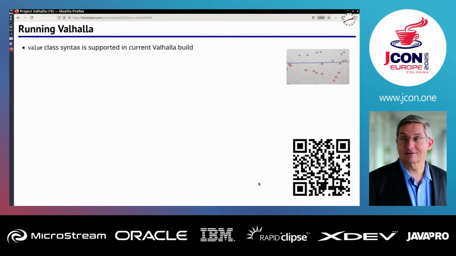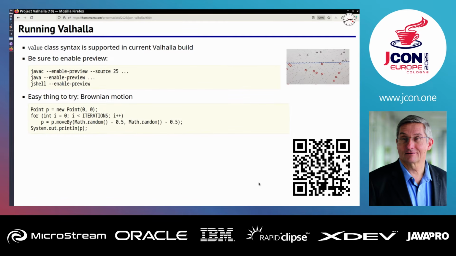So then when you run it, you will see that this value class syntax is supported today. Of course, as preview, so you have to put enable preview everywhere. I tend to forget that. And so let's just try something that's really easy. What do you do with points? Well, the first thing that came to my mind was Brownian motion. Brownian motion means if you have a particle inside a liquid, then the atoms of the liquid push it along, and then it moves.